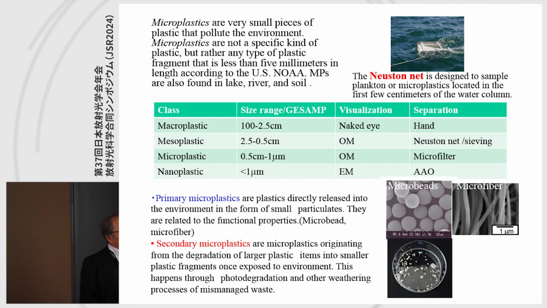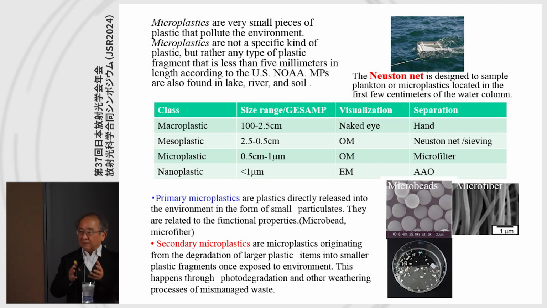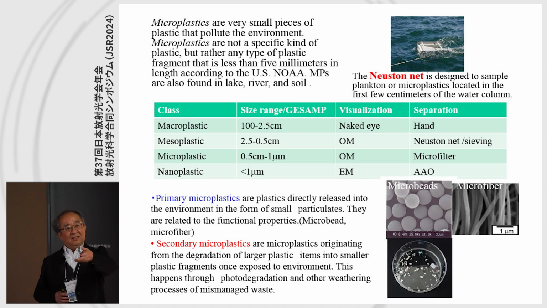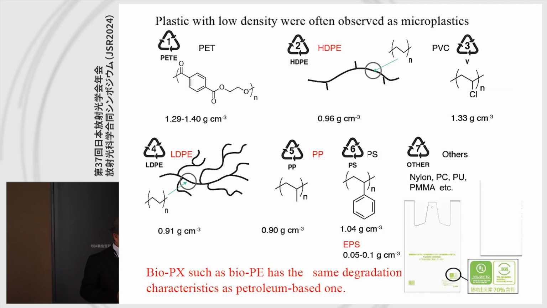So secondary microplastics are generated from degradation and mechanical action. After degradation, our assumption is that the surface is degraded, and then some of the degraded part can easily come out from the bulk plastics. So the mechanism of the formation is quite different.